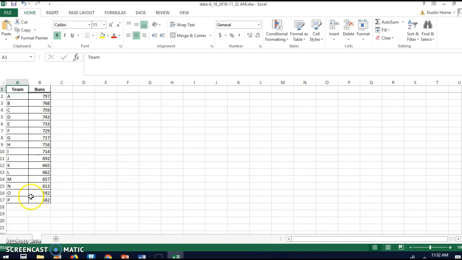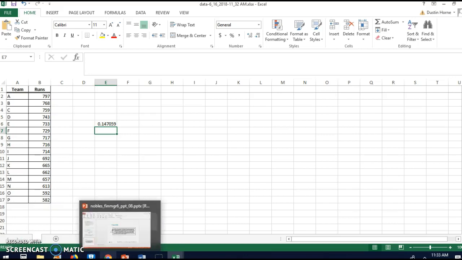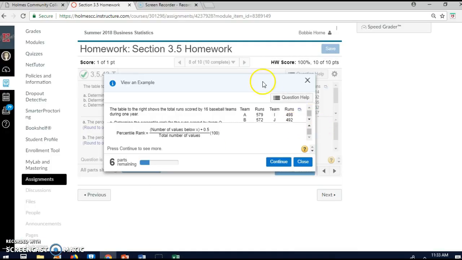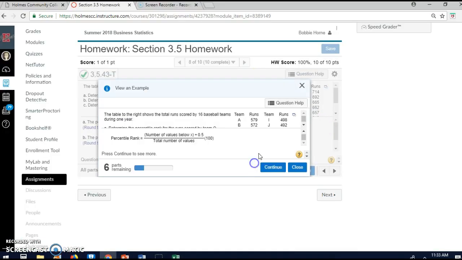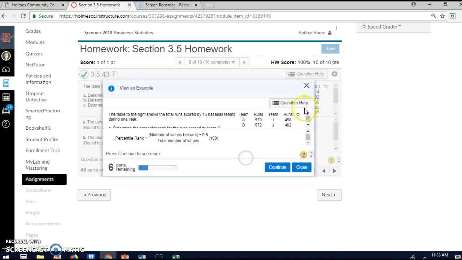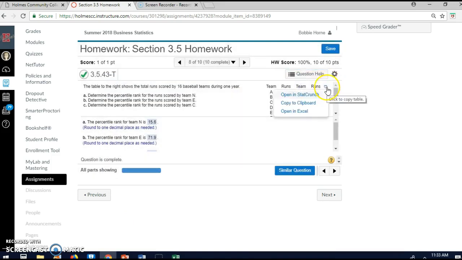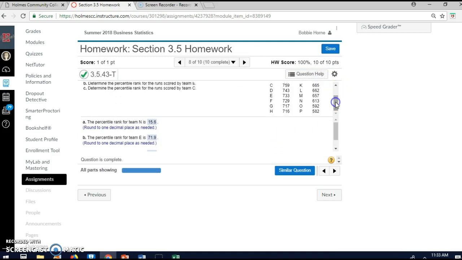So here, for N, the total number of values below it would just be these two. So 2 plus 0.5, which would be 2.5, divided by, you have 17. So you would get 0.14. Let's make sure that's right. And I think I opened the wrong thing. So let's just look at it here.